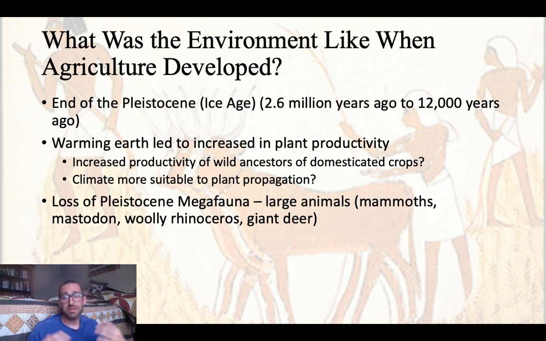So around this time, where we're seeing this warming trend and more productivity in plants, we also see a loss of these large animal species that we were hunting for food. And they likely died off. Most likely, the theory is that we overhunted them, and then this changing climate had effects on them as well, and due to both of those things, they died off.